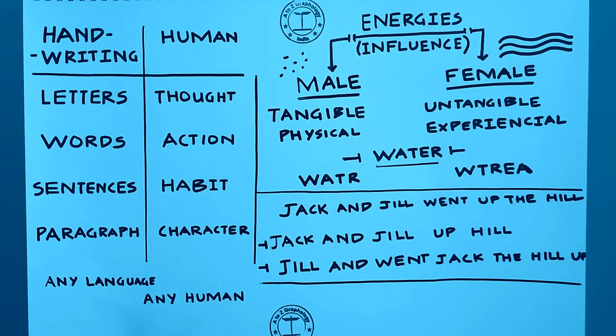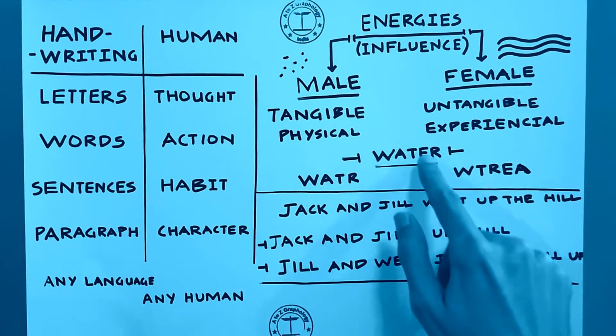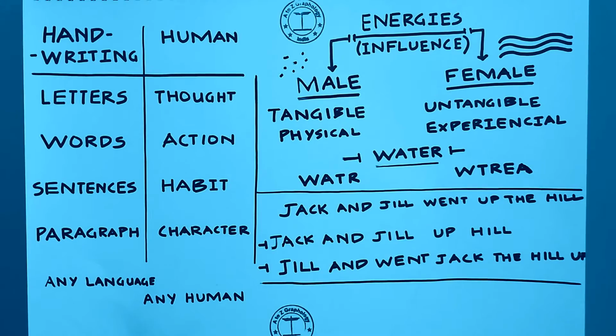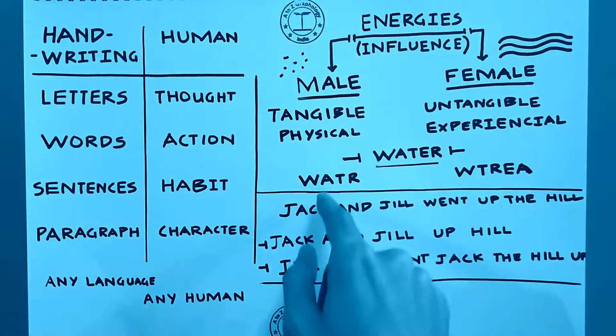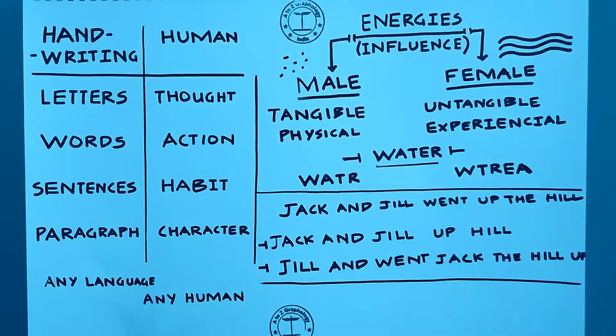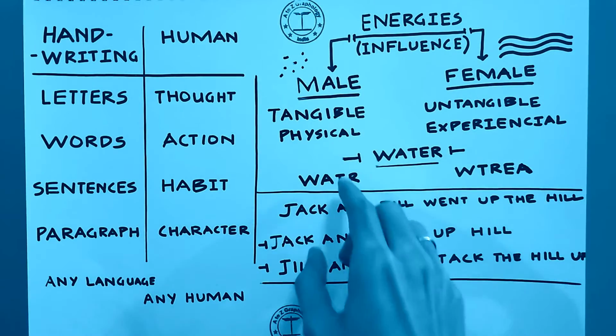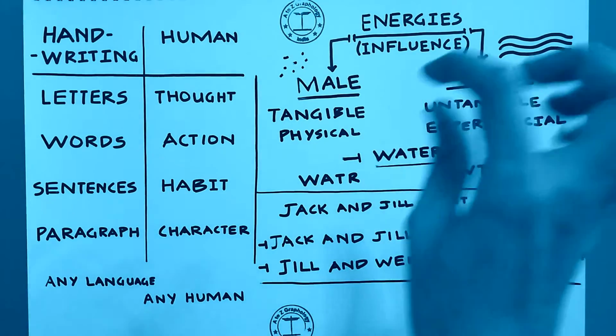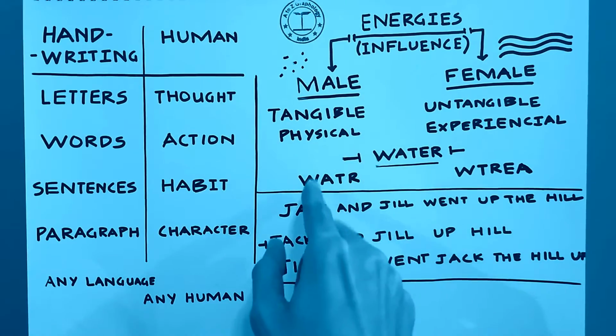Now the letter E is something that I can tangibly write. I can touch the letter E, I can feel it. It is a physical component of the word water. So therefore, this spelling mistake can be termed as a male spelling mistake or a physical spelling mistake where we've forgotten a whole component of the word water.